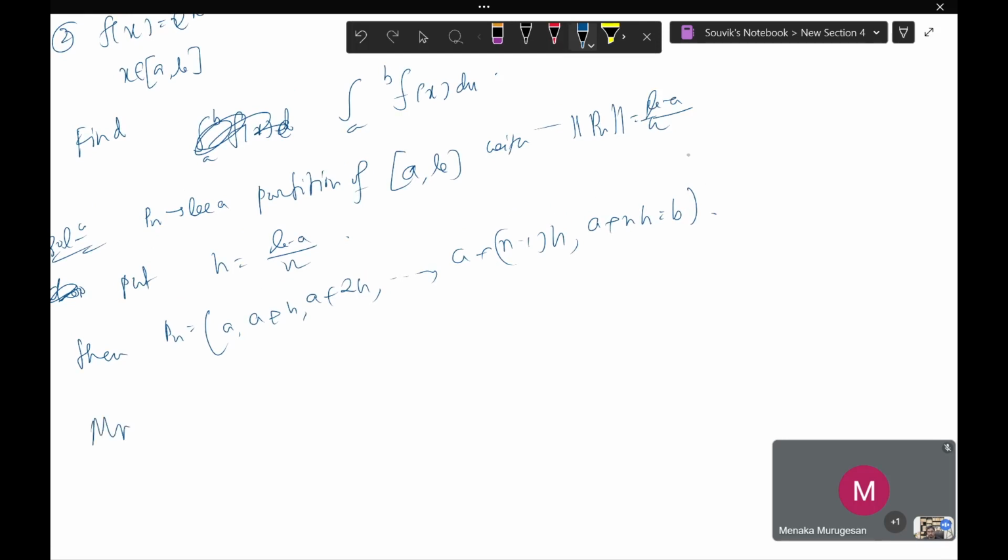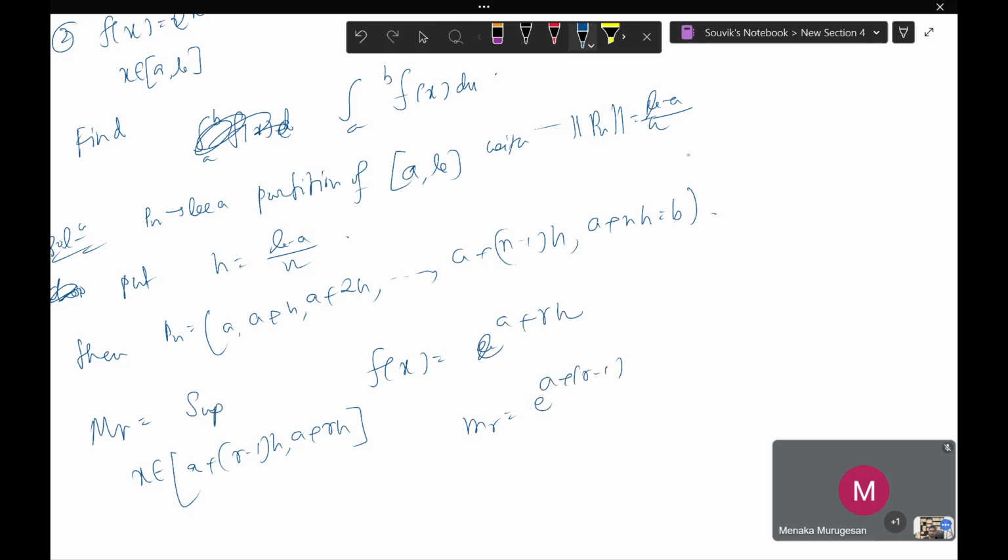Then the supremum M_r will be, by definition, the supremum of f over x in [a plus (r minus 1)h, a plus rh]. Since it is an increasing function, this will be e to the power a plus rh. Similarly, m_r is equal to e to the power a plus (r minus 1)h.